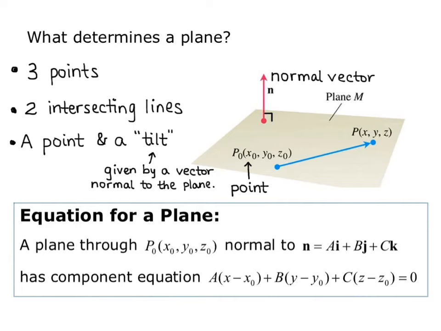Also notice that the a, b, and c, those components of the normal vector, get written in front of your parentheses around x minus x naught, y minus y naught, and z minus z naught.